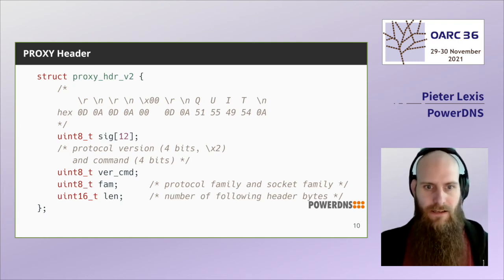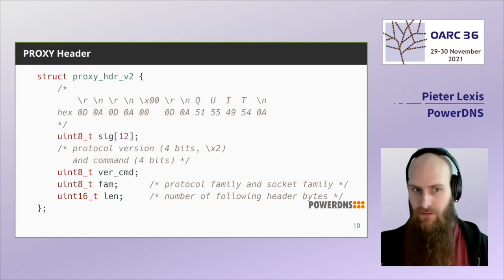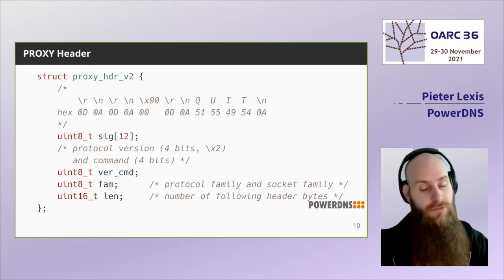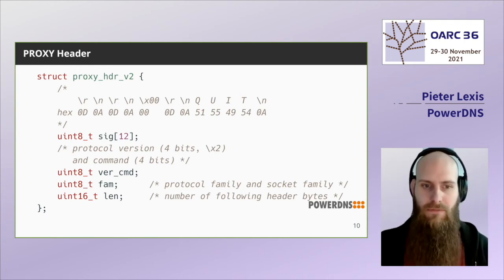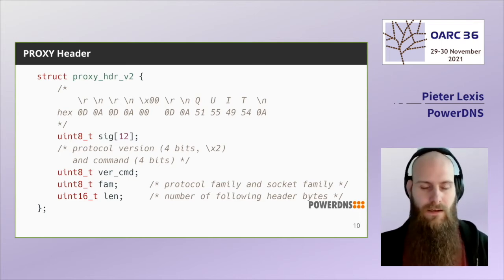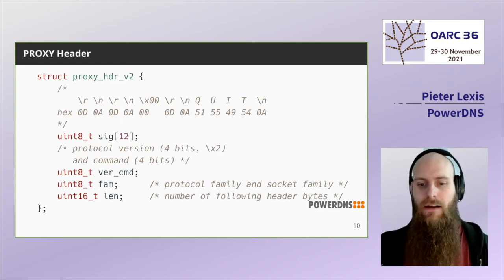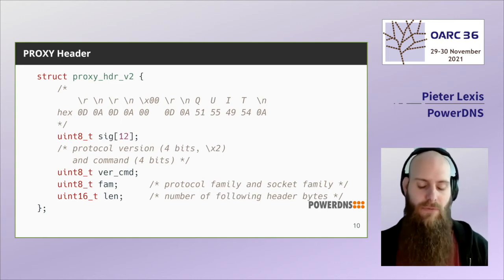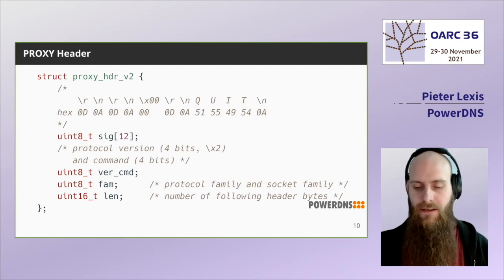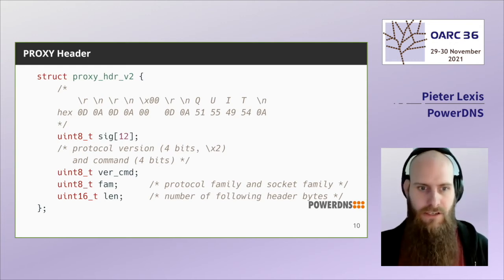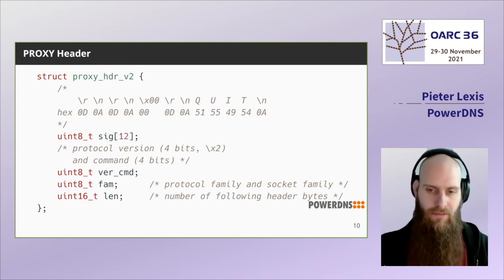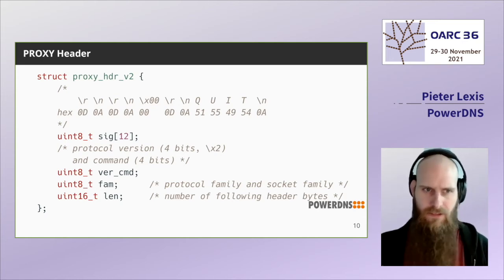Then there is some information about the protocol that was used. So this is set to the number 2 because this is proxy protocol v2, and then the command. There's only 2 commands. There is proxy and there is local. Local means I don't actually have proxied data following, but I'm doing some local command. We use this, for instance, for the times that we do health checks. Then there's the protocol family and socket family, and then a length field. I said it's relatively simple.